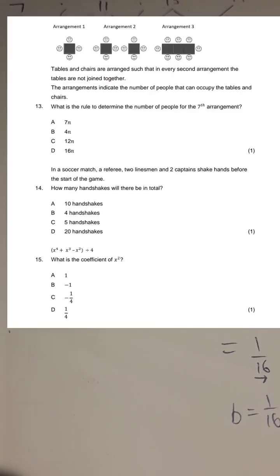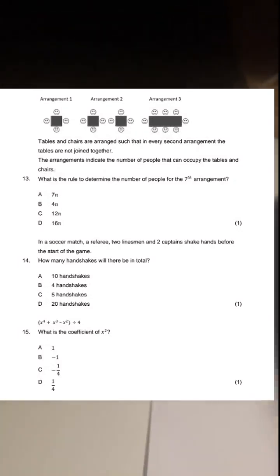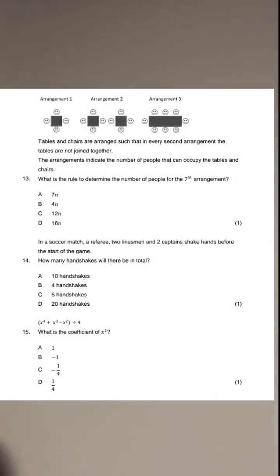Okay, number 13, question 13. Let's look at question 13. Tyler is saying, please do a quadratic sequence. Remember, Tyler, if I did a quadratic sequence, that would be outside the grade 9 syllabus.